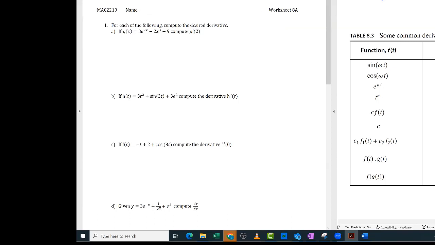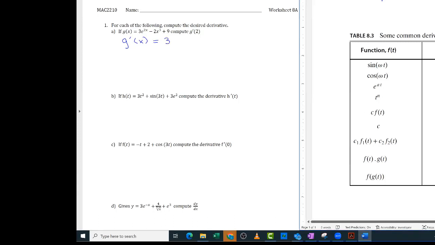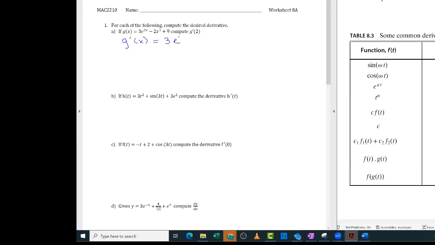Now it says, for each of the following, compute the desired derivative. So what we're going to do here is say, well, we want g prime of x. And that equals 3, coming from right there, times e to the 2x, but we want the derivative of that, minus 2 times the derivative of x to the third plus the derivative of 9.